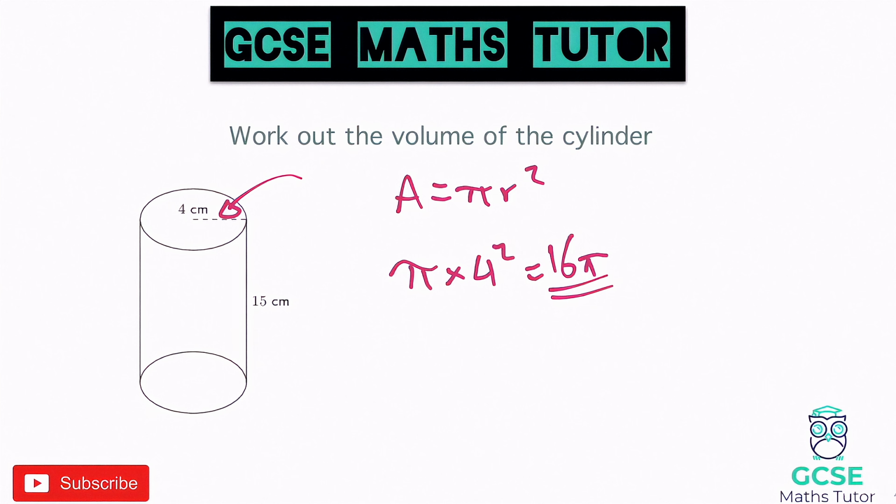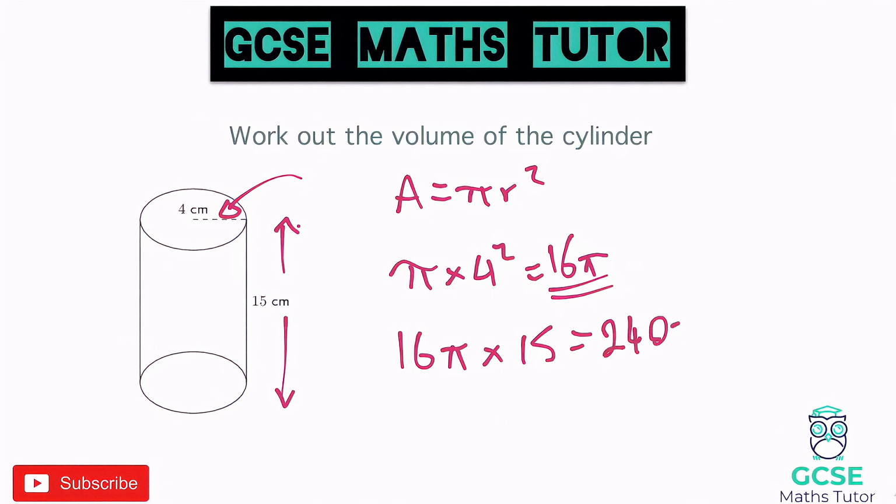Now once you've got the area of the cross section, you just times it by how far it goes through the shape, which in this case is this 15. So all I've got to do is times that by 15. So 16 pi times 15, which comes out as 240 pi, which is also a decimal, so it just depends on how the question wants the answer here.